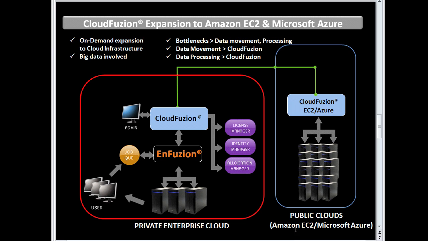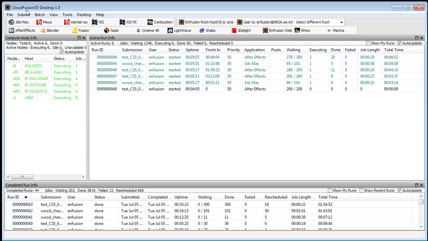Again, for this demonstration, we're going to use compute nodes or render nodes on Amazon's EC2. We also support this on Microsoft Azure and any other grid or cloud computing platform that's out there, or at another company location without a VPN. So we're going to now jump to our CloudFuzion desktop. This is what we will use, our management platform, to manage and control all this process.